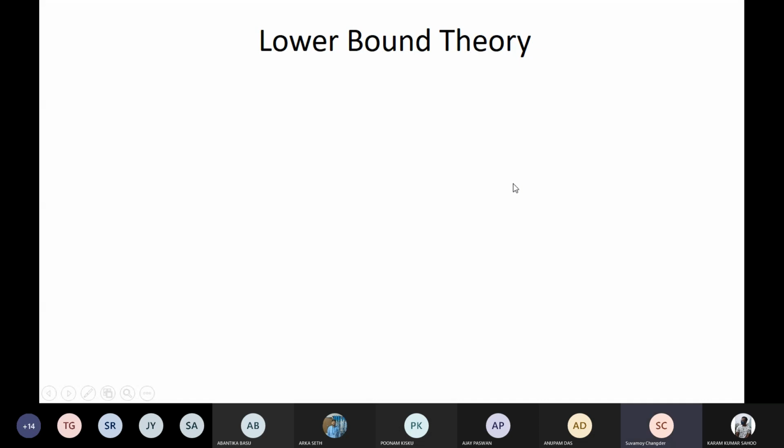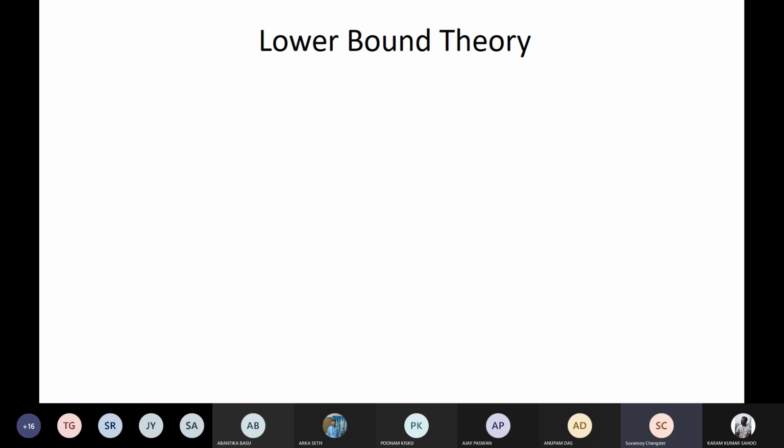Okay, so today our topic is lower bound theory. So till now we have studied about finding the time complexity of an algorithm, the asymptotic notations, and different bounds. Okay. Next, we have already talked about the best case, worst case, and the average case time complexity, and also the upper bound, lower bound.